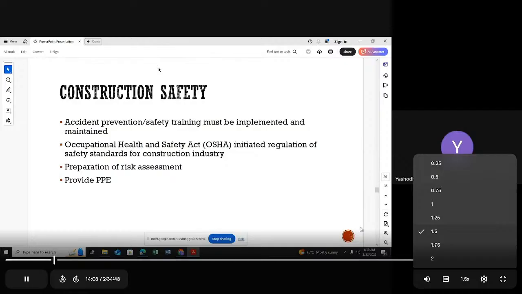They have to use different kinds of safety equipment. But the thing is, their job is very risky. They are working at very high levels. They have to work on scaffolding in different places. So those are the things.